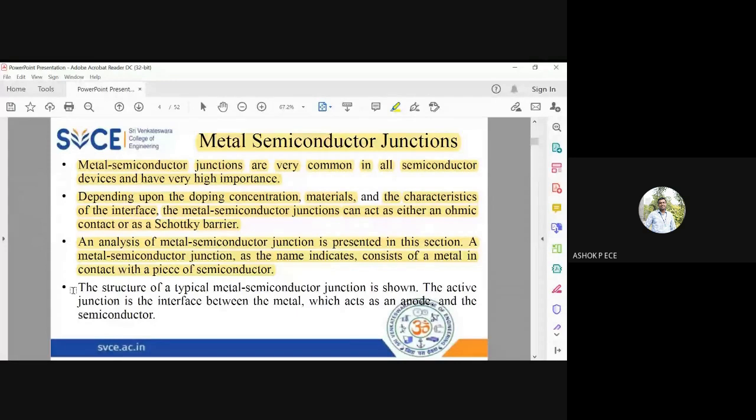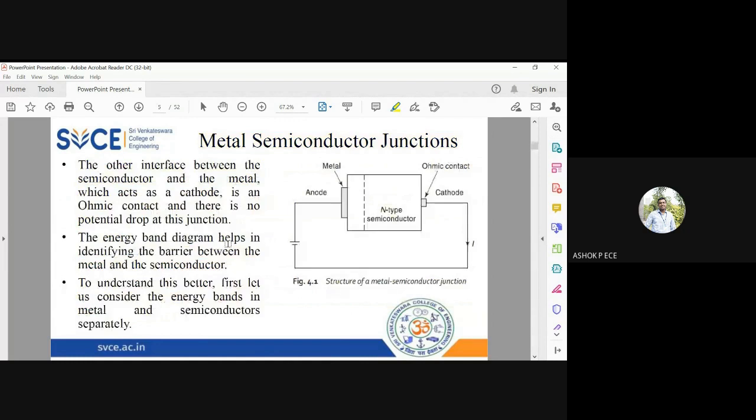Okay, and whenever you have this type of combination, at the active interface you are going to have a junction. Definitely, when you join two materials, you will have a junction. That junction is going to act like an anode, and the junction is the interface between the metal and the semiconductor. So the junction is going to act like an anode. Okay, so this is the basic thing.